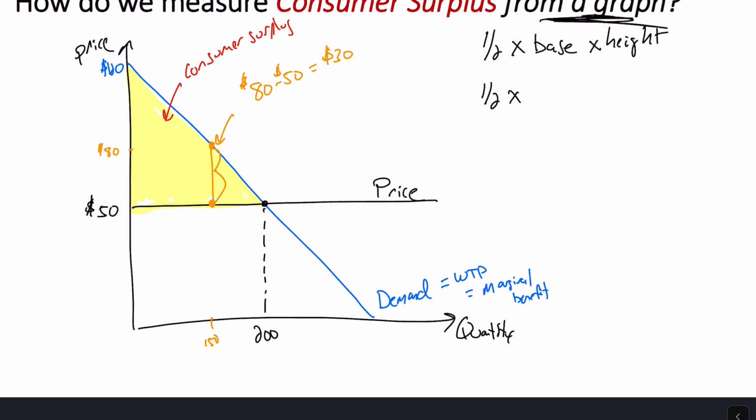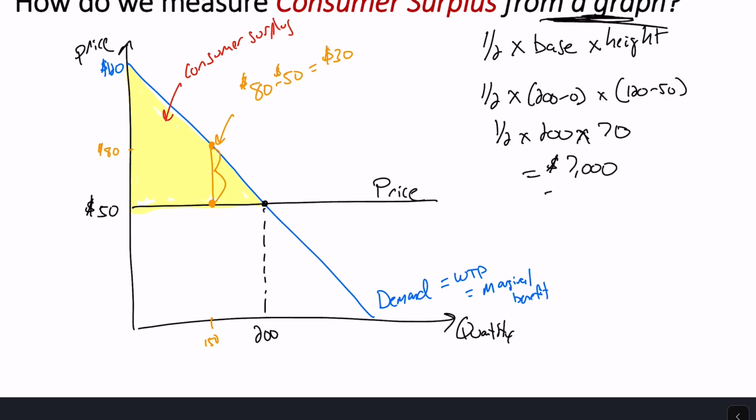So if we want the consumer surplus area for that yellow triangle, the base here will be from this point to this point, from 0 to 200. So we'll have 200 minus 0 times the height. The height goes from 120 down to 50, so we'll have 120 minus 50. And now we're doing some arithmetic. Put it into your calculator. We got 1/2 times 200 times 70, and that's going to be equal to 7,000. So the consumer surplus for that entire market, the yellow area, would be equal to $7,000.